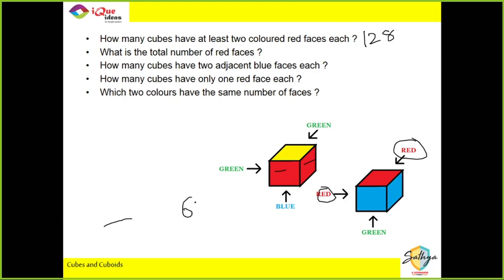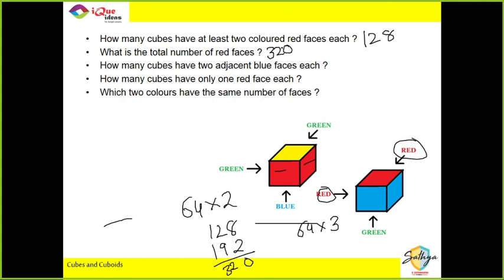So in the first type, 64 cubes with two red faces, 128. In the second there are again 64 cubes, but this time 3 red faces, right? So 3 fours are 12, 192 pieces. When you add them up, total 320 red faces are there. The first 64 pieces have 2 red, so total 128. The second 64 have 3 red, so 192. So 128 plus 192, total 320 red faces.